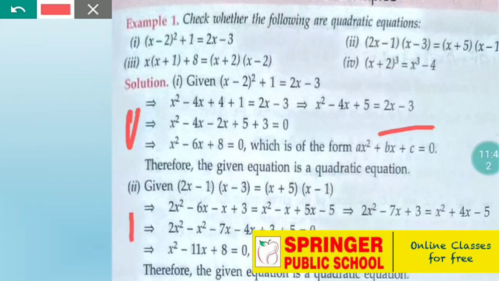Second question, students, you can see it's given (2x minus 1)(x minus 3) = (x plus 5)(x minus 1). What we have to do, we have to again expand it. (a plus b)(a minus b)... simply we have to do the multiplication.